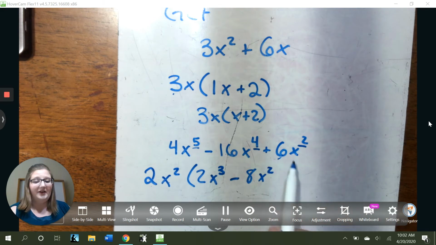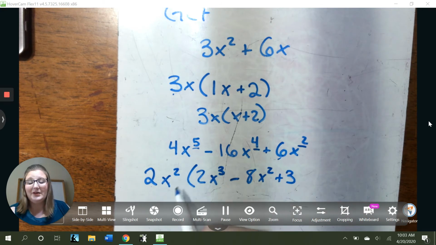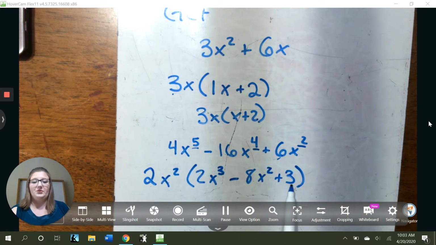And then finally, 6 divided by 2 is 3, so plus 3. And then x squared divided by x squared, well, anything divided by itself would be 1, so it factors out completely, leaving us with just the 3. So there would be no variable for our last term. So we get 2x squared times 2x cubed minus 8x squared plus 3.